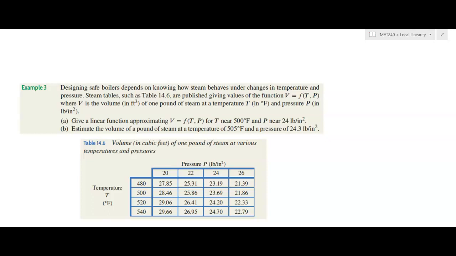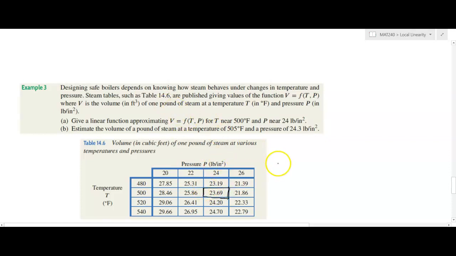So we want to create an estimate for this function. Here's where this local linearization comes in handy, because we don't actually have a function for this table. As long as we assume some local linearity, we can build a function for this near 500 degrees Fahrenheit and P near 24 pounds per square inch. To identify where that point is, 500 degrees and 24 pounds per square inch, we're looking at this cell right here.